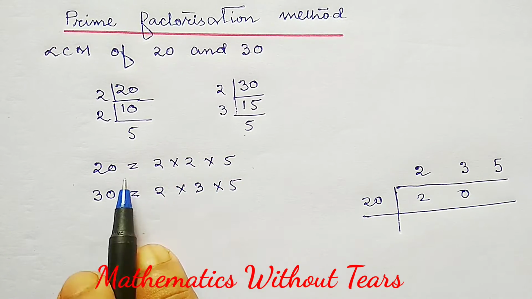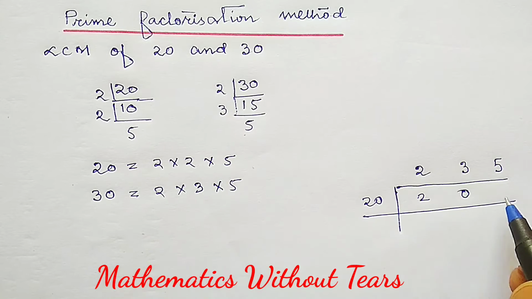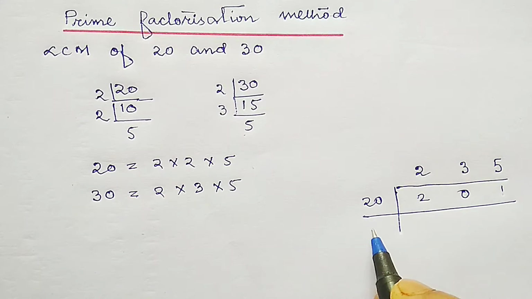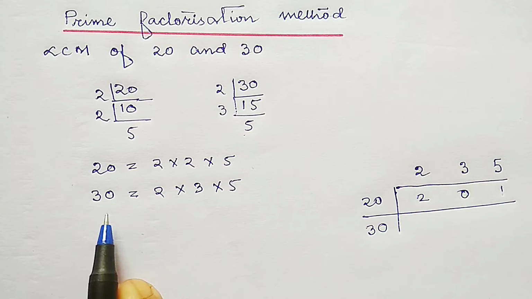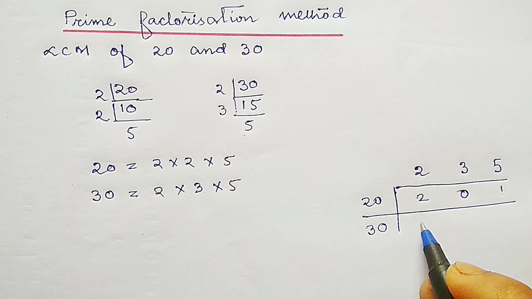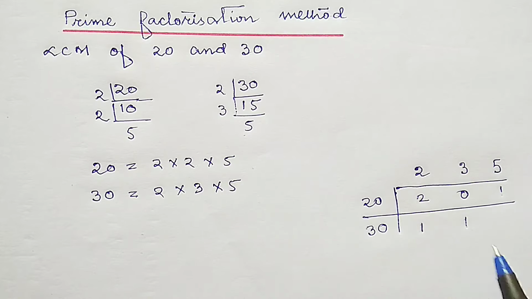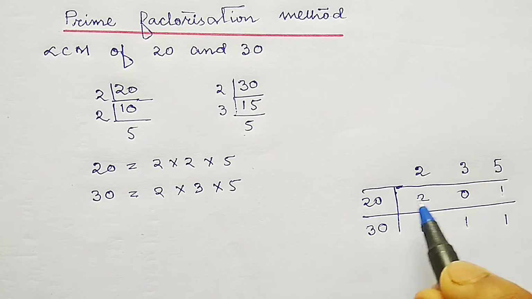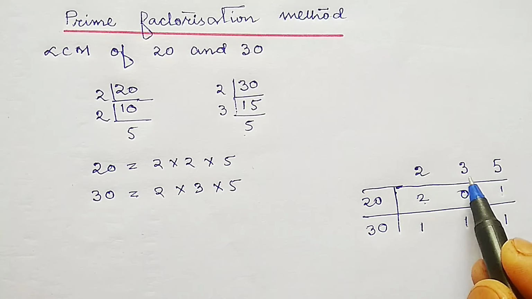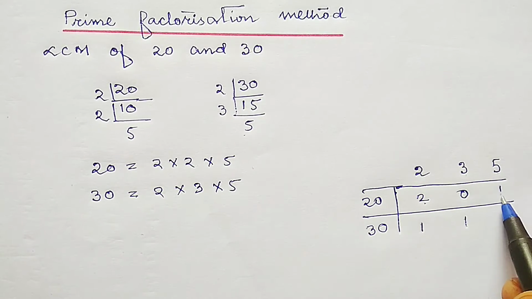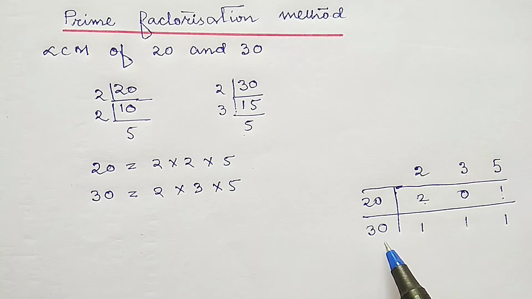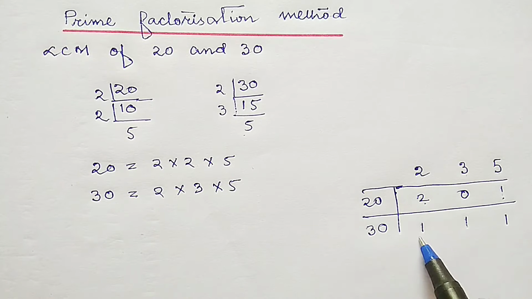How many times does 5 appear in the case of 20? Once, you write 1. In the case of 30, how many times does 2 appear? Once, you write 1. How many times does 3 appear? 1. How many times does 5 appear? Again it is 1. Now, from 20 we got 2 appears 2 times, 3 is not there, 5 appears 1. In the case of 30, 2 appears once, 3 appears once, 5 appears once.